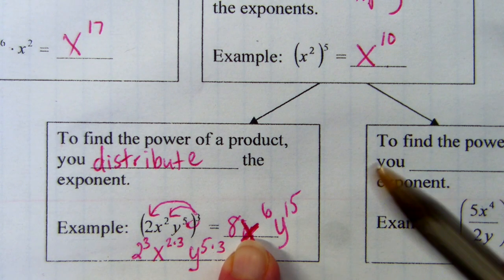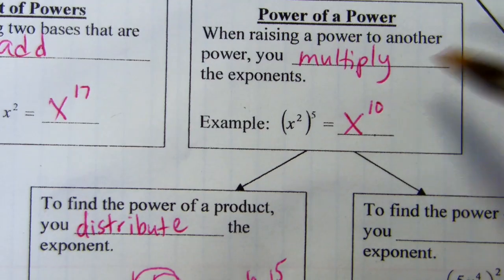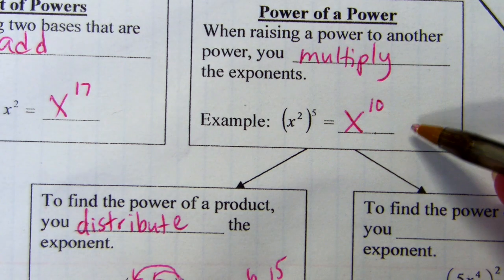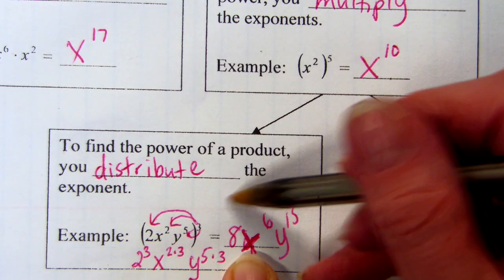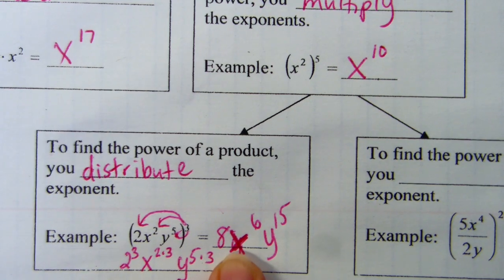So you distribute that power out, and then you're going to use your power of a power rule with those. And people will forget and just leave it as 2 to the third in the front. They do want you to go ahead and just make that a number.